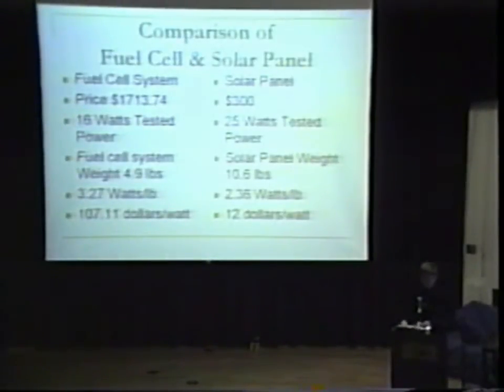And now my comparison of the fuel cell and the solar panel. The solar panel, which we already have, is around $300. The fuel cell system for this whole project was about $1,700. The fuel cell itself was over $1,100. I had to purchase a hydrogen tank, which was $170, and the regulator was about $400.